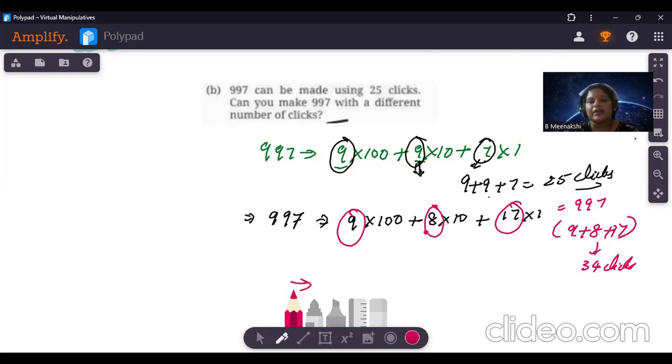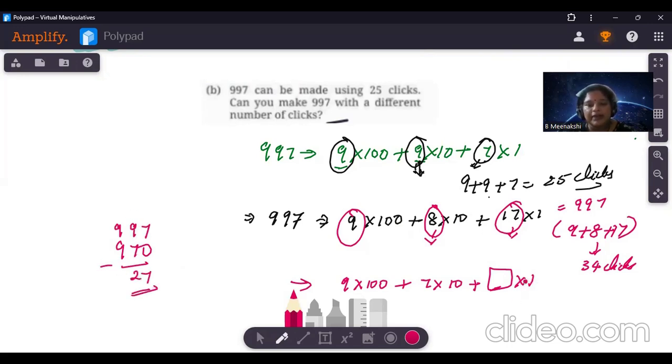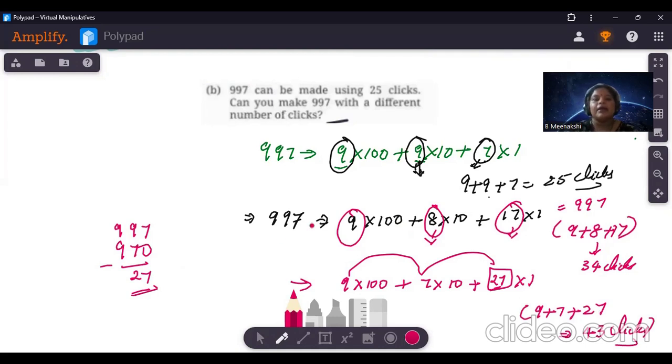So in 34 clicks also you will get 997. What is the alternative way? Try to reduce this and increase that. 9 into 100 plus 7 into 10 plus, that we have to fill. So we get 970. So 997 minus 970 will give you 27. So the plus 1 button we have to press 27 times. Now add the number of clicks: 9 plus 7 plus 27. 16 plus 27 is 43 clicks. So in 43 clicks we will also get 997.